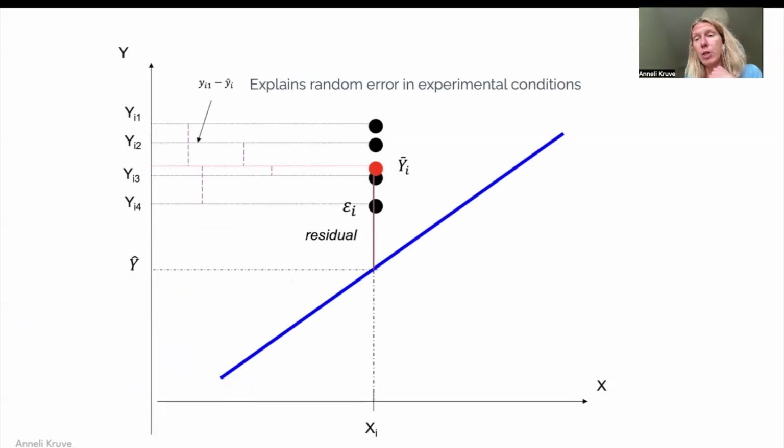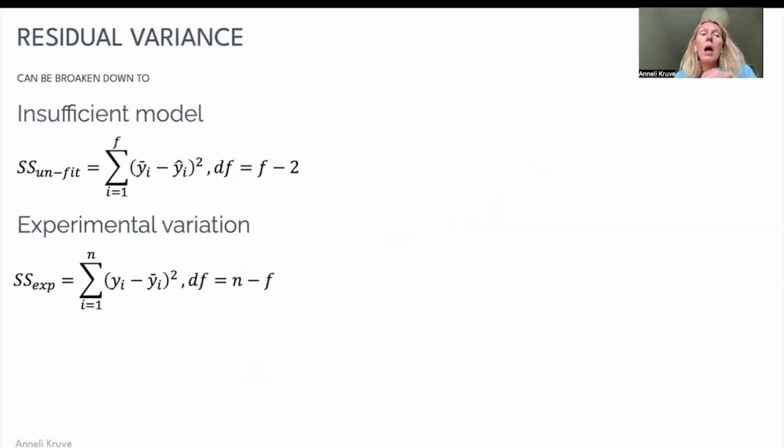And then, yes, the residual here, if we have replicate measurements, is the difference to the mean value. But if we have only one measurement, then it is the difference of the line to the specific measured signal value. Now, because the residual variance can be broken down further to model insufficiency and experimental variance, in this case, we, however, always need to have replicate measurements.